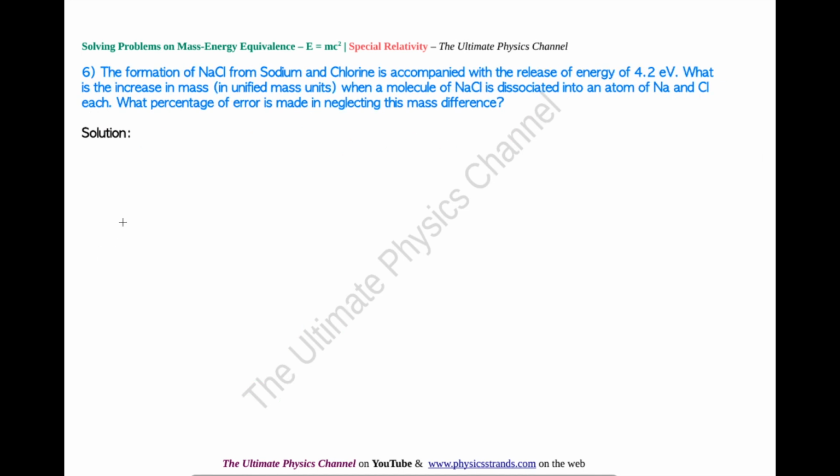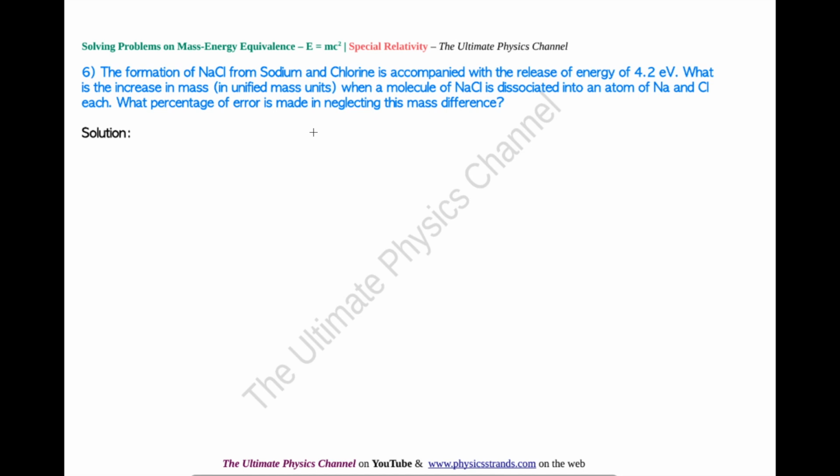Right. The next question: the formation of sodium chloride from sodium and chlorine is accompanied with release of energy of about 4.2 eV. What is the increase in mass in unified mass units when a molecule of sodium chloride is dissociated into an atom of sodium and chlorine each? What percentage of error is made in neglecting this mass difference? So here, formation of sodium chloride and how much energy is released in the process is given.